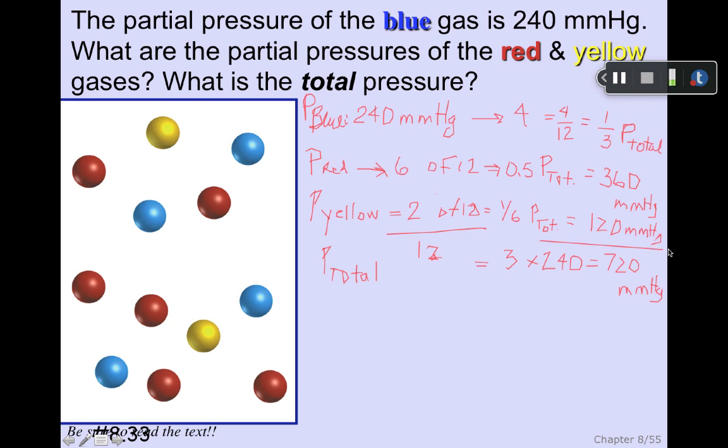The pressure of the blue is 240. The pressure of the red was 360. Combine that with the pressure of the yellow as 120, and those do add up to the total pressure that we calculated for this mixture being 720.